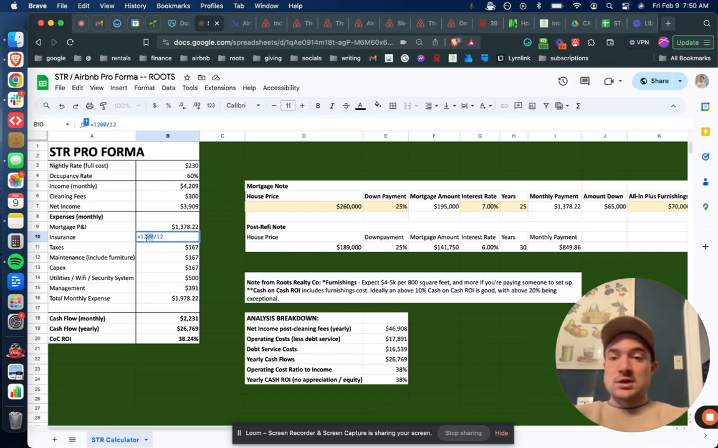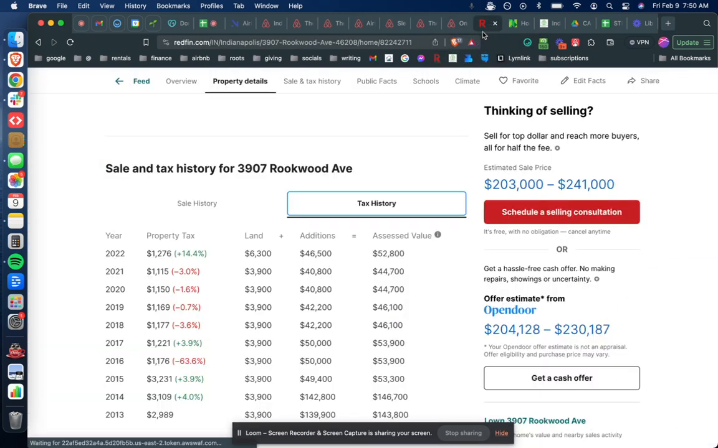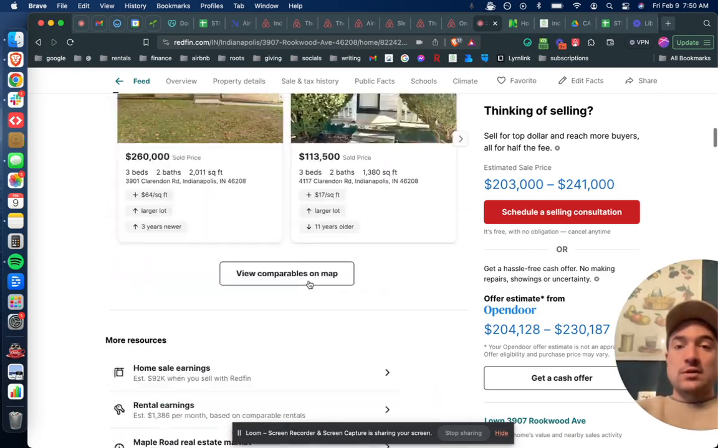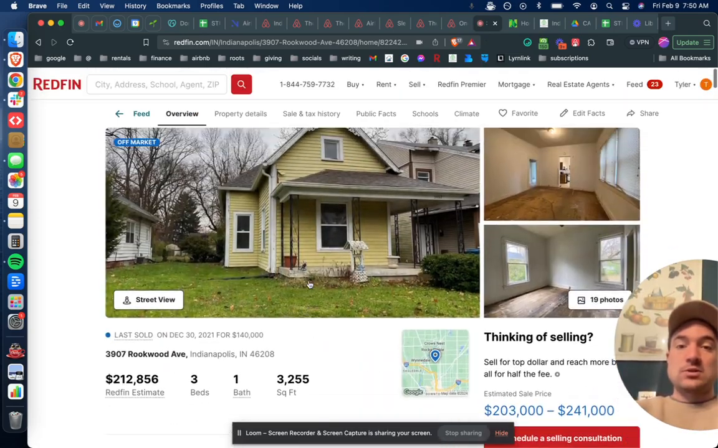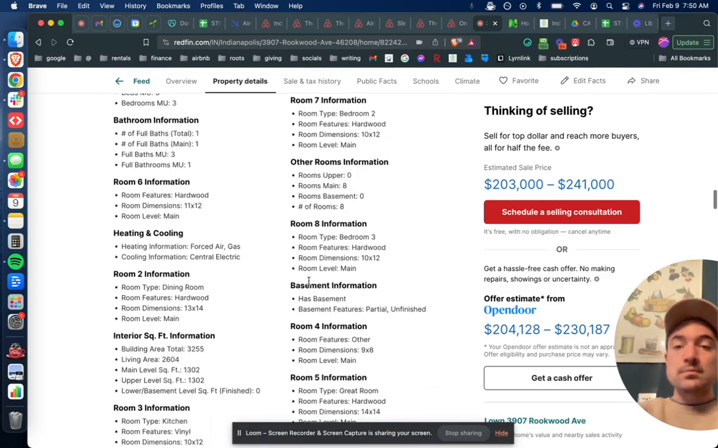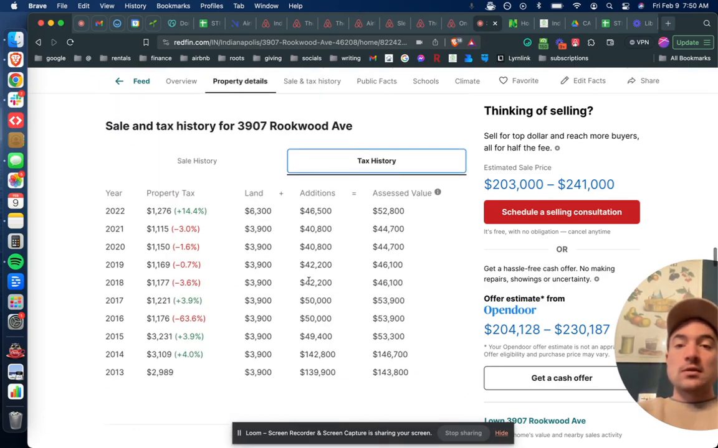So I am a real estate agent. I would be able to help someone estimate. But I have already ran the numbers here, and our insurance policy is $1,600 a year. Taxes. Now, the way to find taxes, the easiest way would be Redfin. If you go to Redfin and you go to the old listing, which this has since been updated in condition, but you will see our property tax is $1,276 in 2022.